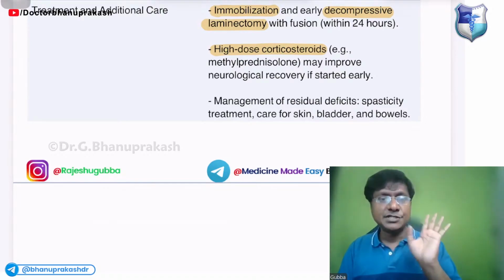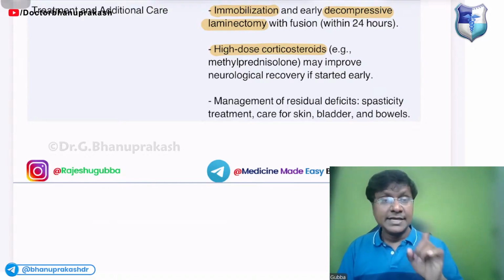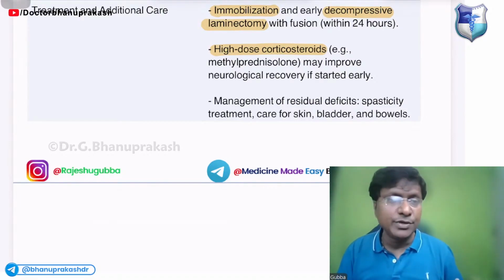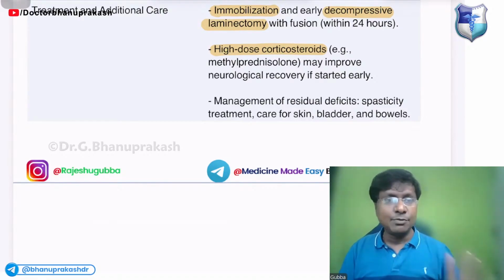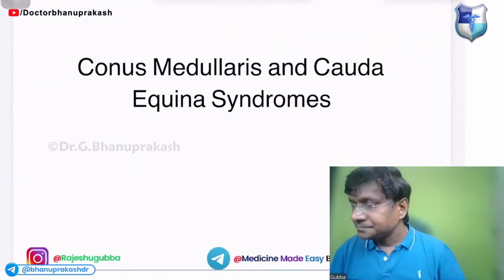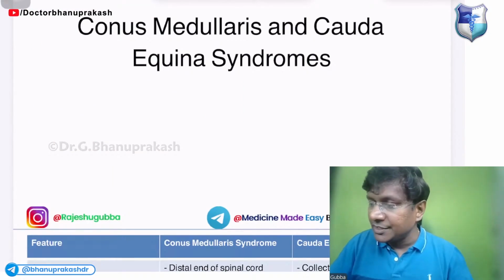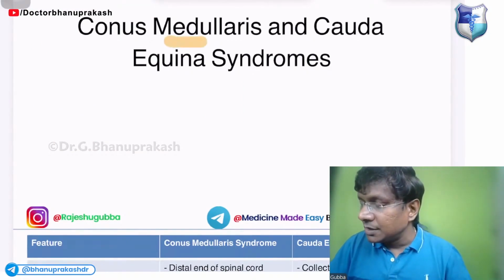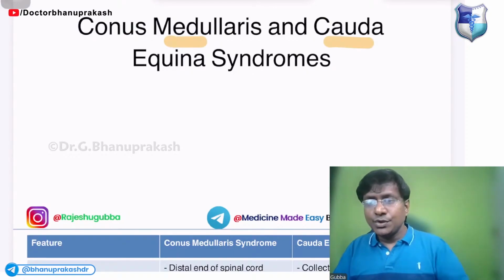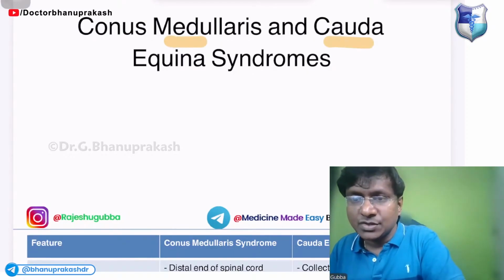Treatment: immobilization is the first important thing that you need to do. Give methylprednisolone as soon as possible. Within 24 hours, try to do decompressive laminectomy. That is about your Brown-Sequard syndrome. Done? Now, we'll move on to the next important spinal cord disorders, that is the conus medullaris as well as the cauda equina.